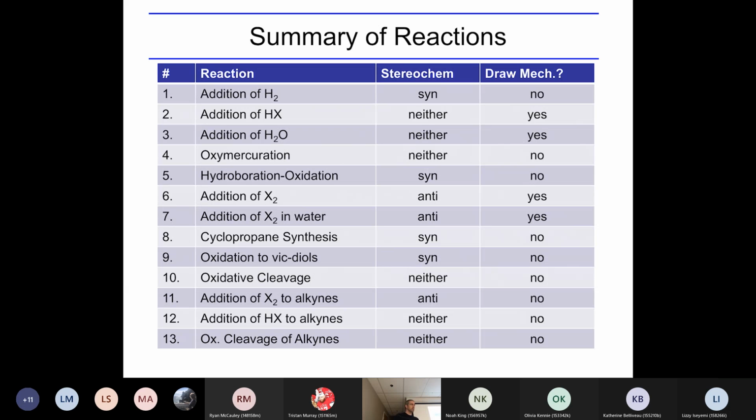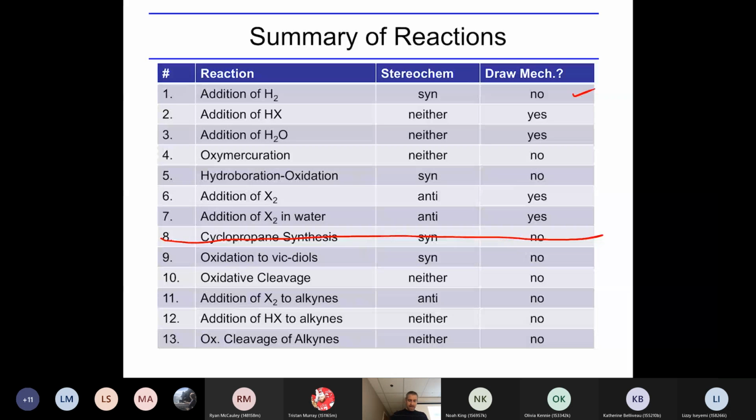So that's it. That's the unit. We didn't do cyclopropane synthesis. But this is a good summary of where we're at. We did hydrogenation, syn addition. We did not do a mechanism for that. I showed you the mechanism, where it lands on the surface of the metal and so on, but you don't have to draw a mechanism for that.